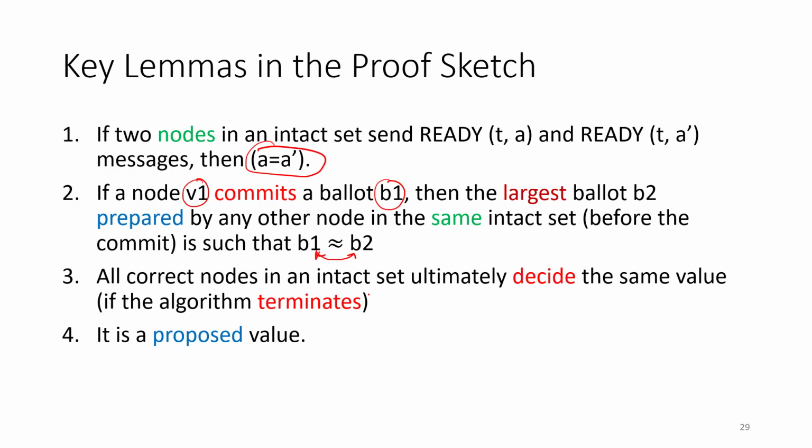So the next thing is that all the correct nodes in an intact set ultimately decide the same value, of course, if the algorithm terminates. We have already seen different avatars of this, so I will not describe this further. Needless to say, it's a proposed value. So this again guarantees all the properties that an FBQS algorithm is supposed to provide.